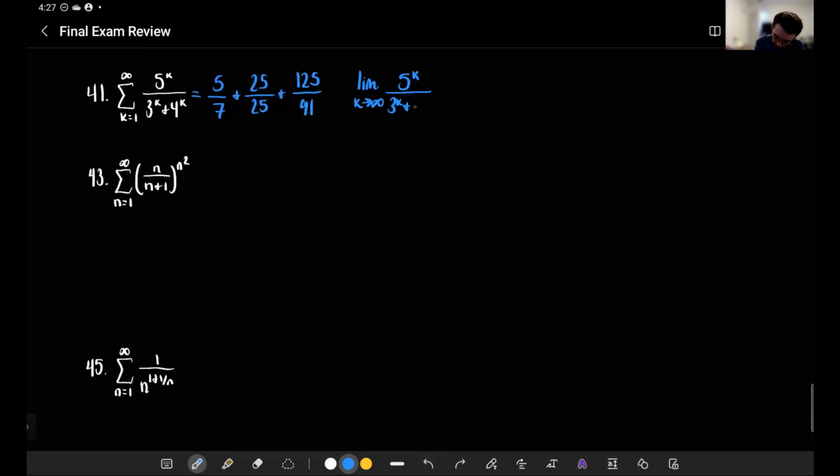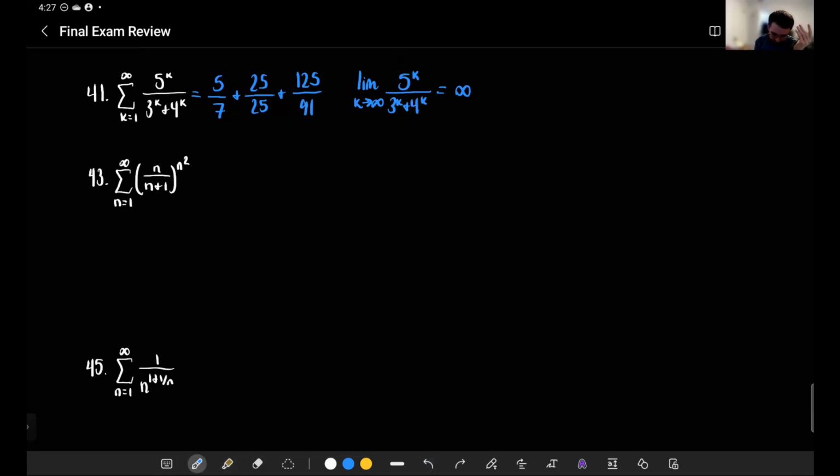It's supposed to be a 4 to the k. So I just look at the limit here. And then, yeah, this is going to infinity. I can't think of a nice way to convince you of that right now, other than saying 5 to the k grows faster than 4 to the k, right? And the 3 to the k is not going to matter. It's even smaller.